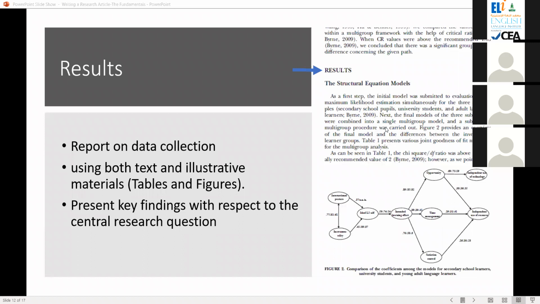No, this is not where you interpret, because the discussion is when you start to interpret your results. You do not interpret the results in the results section. A results section is just reporting your key results, and, trying to make it logical, including illustrative materials if that is relevant to your study. You also have to think about how to sequence the results section so that it is logical, it makes sense, and it includes things that could answer the research question.